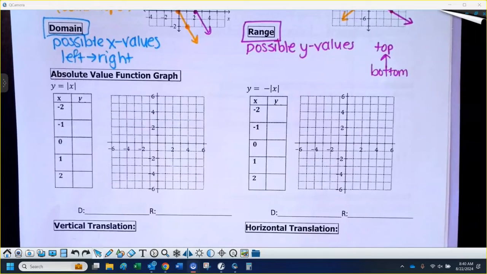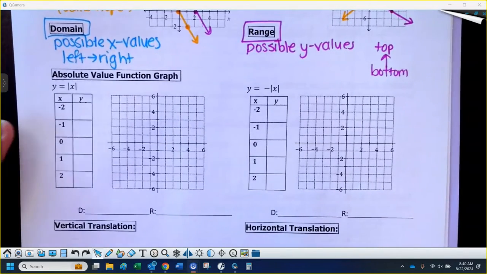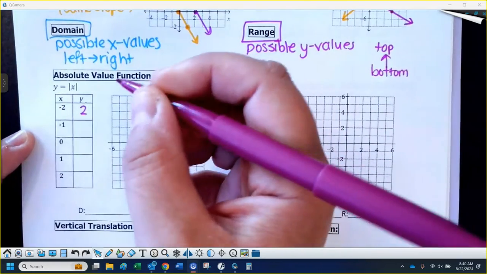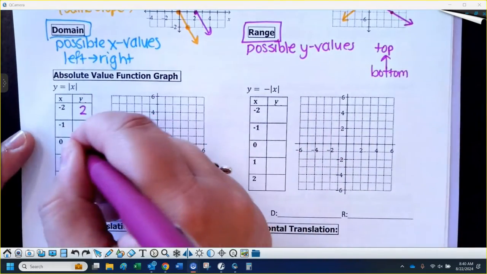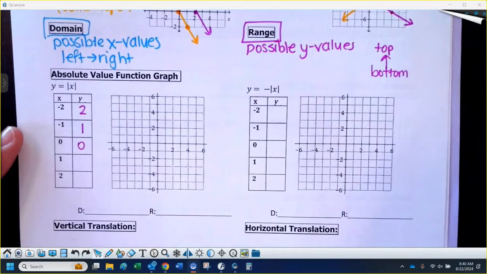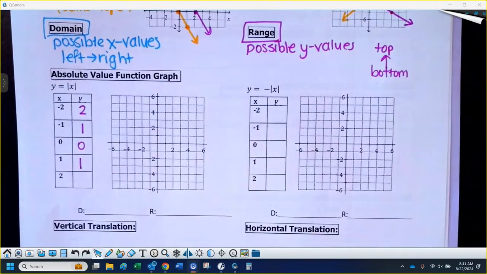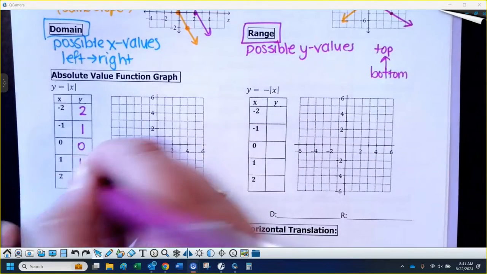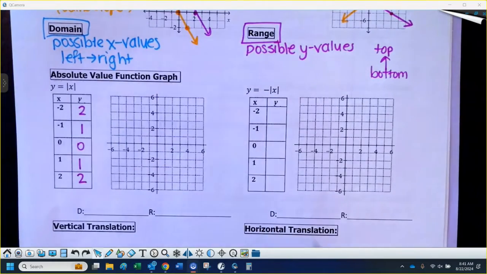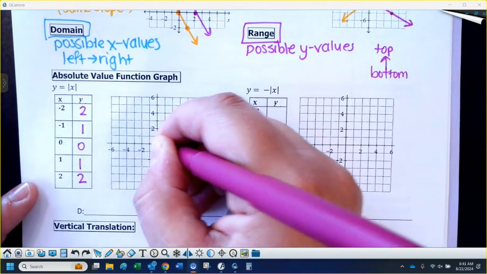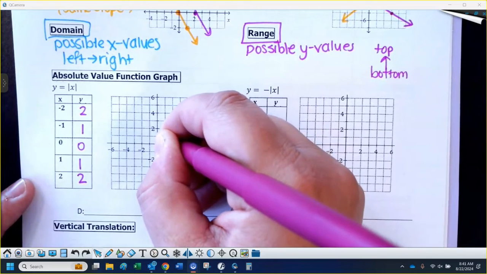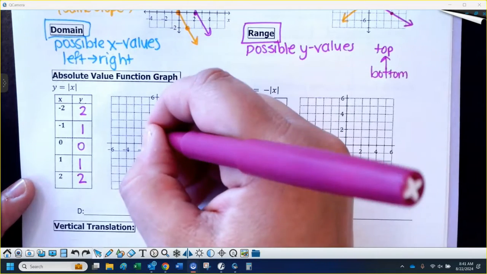So if I plug in -2 and I do absolute value of x, what would I get? If I plug in -2? 2. All right, what if I plug in -1? 1. All right, 0 would stay 0. Now, what would I get if I plugged in 1? It stays 1. Sometimes people trip up and they'll plug in a positive number and make it negative because they get confused. But this should make everything positive here. And so again, if I plug in 2, I would get 2. So let's just come over here and plot these lovely points. And hopefully you guys will see the shape that this makes.